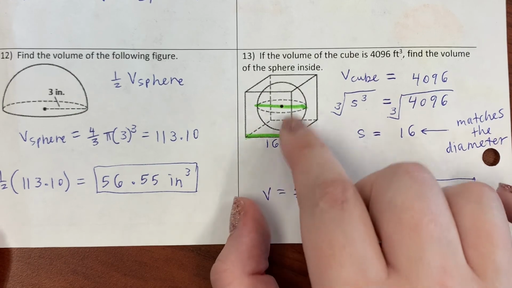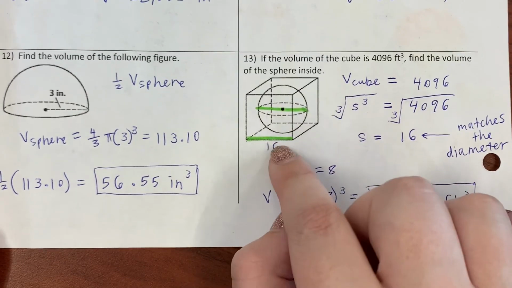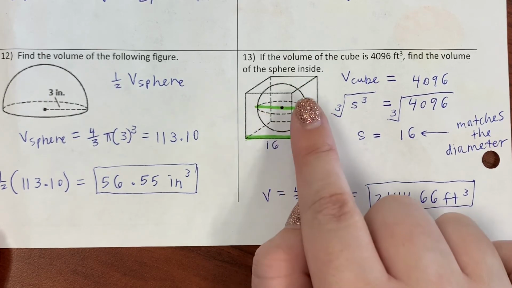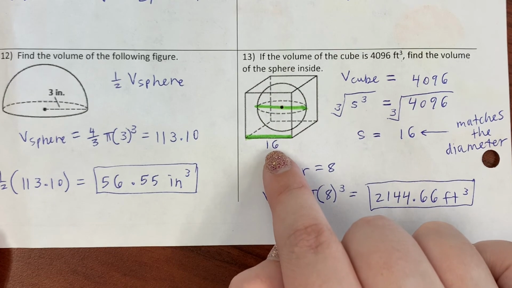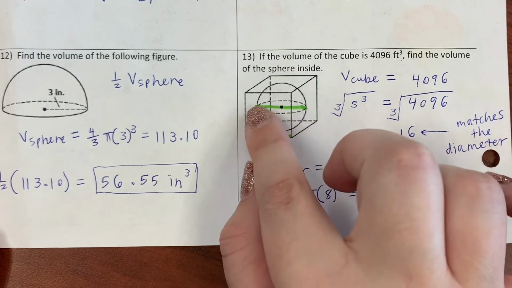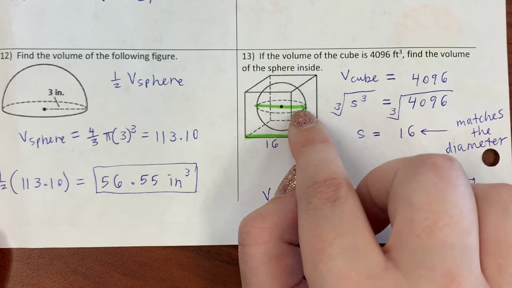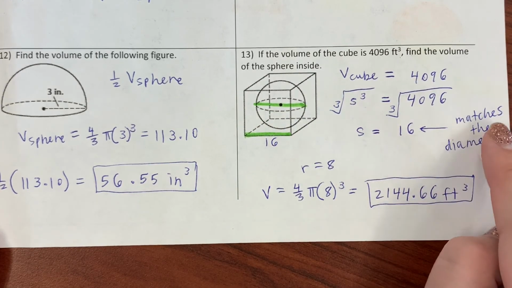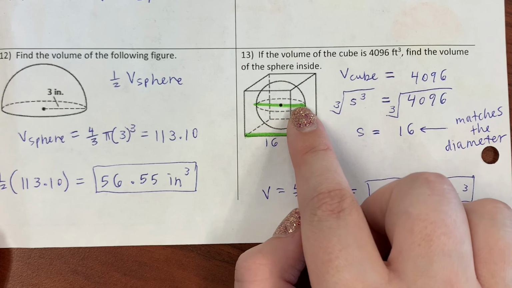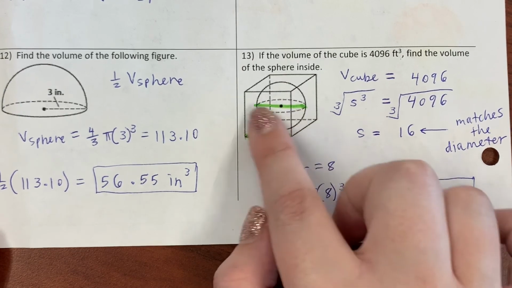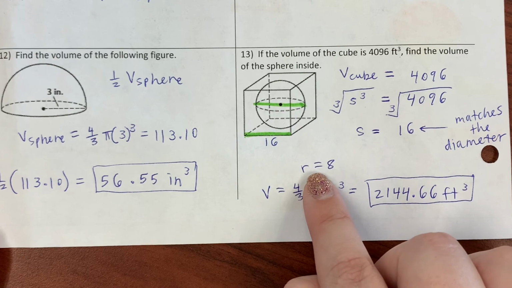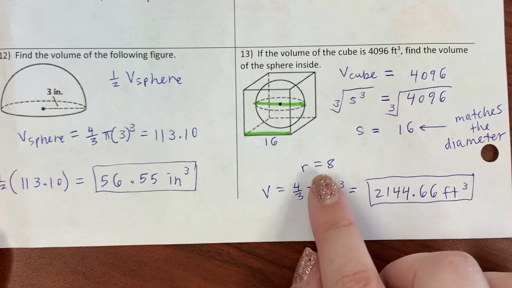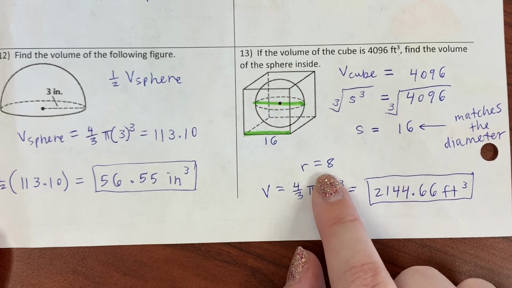So that means all the side lengths, no matter how you look at it, are 16 on the cube. Because the sphere is embedded inside the cube, this side length of the cube matches the diameter, or the distance all the way across the circle that we see here of the sphere. And so the side length of 16 matches the diameter. Well, we don't want to use diameter, we want to use radius. So if the diameter of our circle is 16, we can take half of that, and then we know our radius is 8.